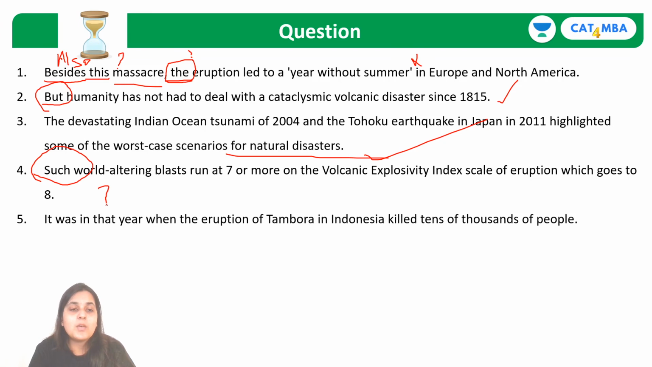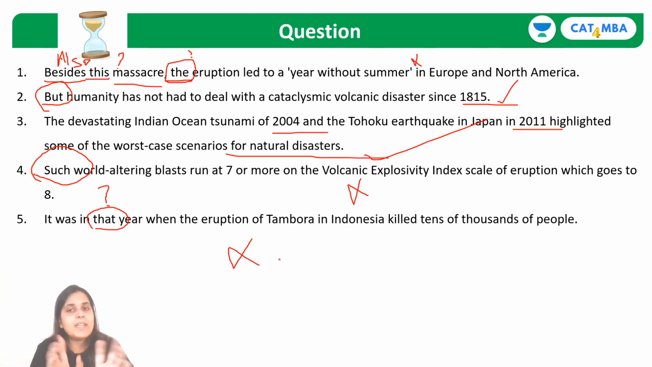Such world altering blasts. Such means like what? It's an example. Like what? It's linked to a statement. Can't be my opening sentence. It was in that year. Now you look for whether a year has been given or not. See. Yes, here also there is a year. It must be connected to something. It was in that year when the eruption of Tambora in Indonesia killed tens of thousands of people. This also can't be an opening sentence because of that year.